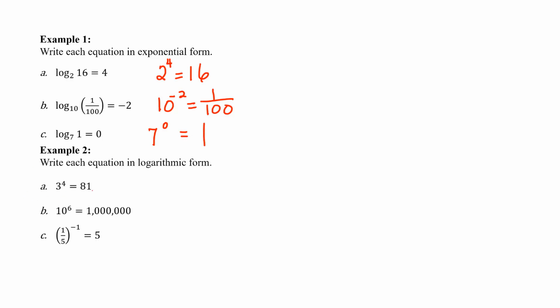Example 2, now we're going to change these exponentials to logarithmic form. So put the word log, and then the base is 3. That's the big number right here. The number we're trying to get is 81, and the power, or the log, is 4.